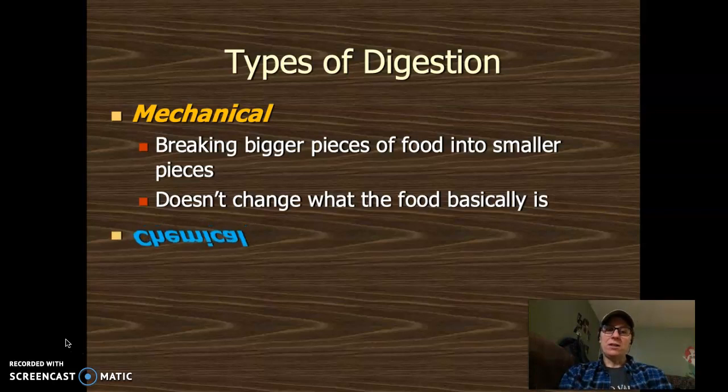Chemical digestion, just like the chemical changes you learned about in chemistry class, is actually a change to what the substance is. In chemistry, you talked about the 5 different signs that a chemical change is occurring. And I'm probably going to embarrass myself and only be able to think of 4. Light's given off, heat's given off, there's a color change, a gas is produced, that would be effervescence, and, oh, a precipitate is formed.